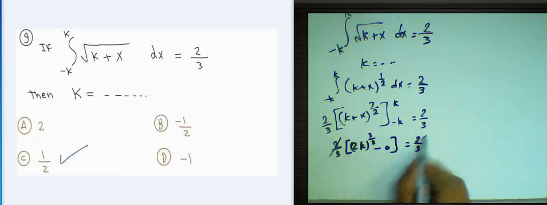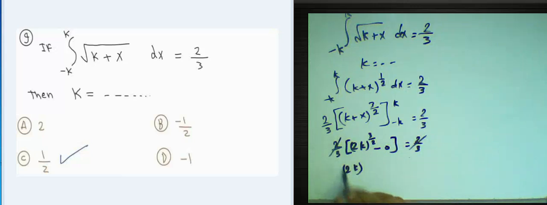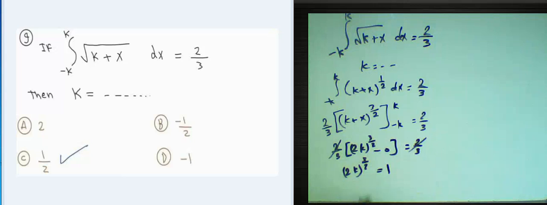We cancel the 2 over 3 on both sides, then (2k) to the power 3 over 2 equals 1. Taking the inverse of the power on the left-hand side and the right-hand side, we find 2k equals 1, and k will be equal to half. The result will be half, 1 over 2. Choose letter C for this example.